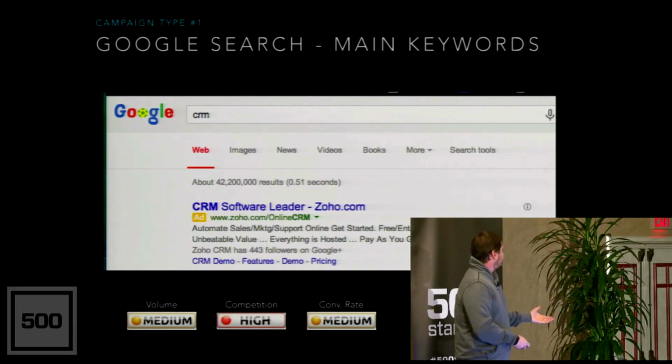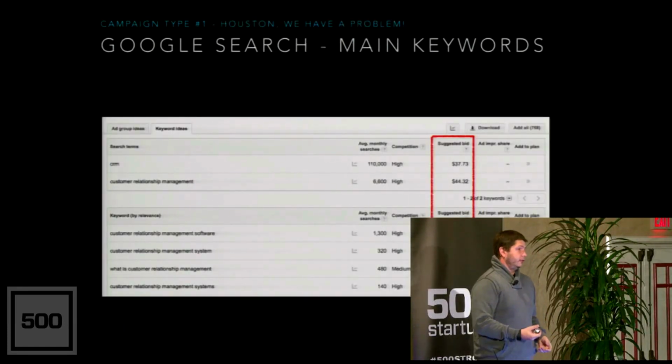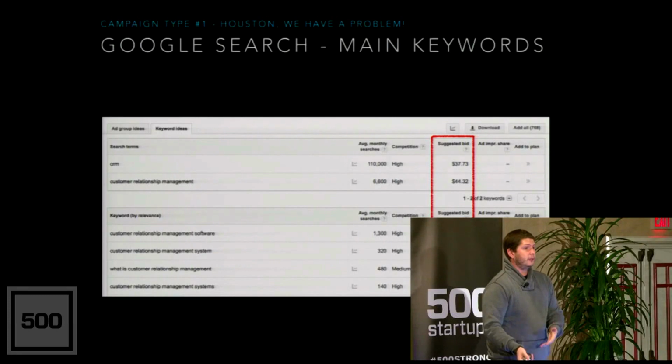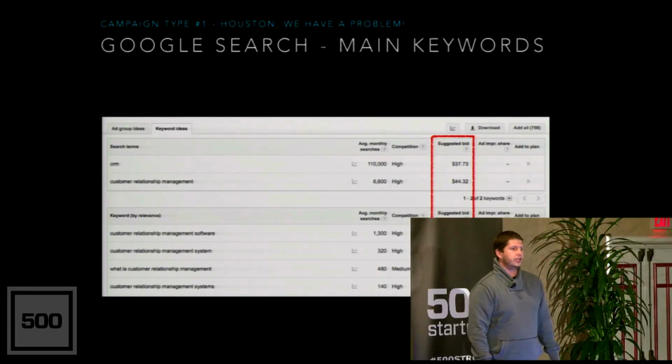It's a little bit expensive, the volume is medium, you have high competition, and then the conversion rate could be medium because you're just starting and your funnel is not optimized. And if you are in a very expensive market, like CRM, you will pay $37, $44 per click. That's not budget friendly for startups.